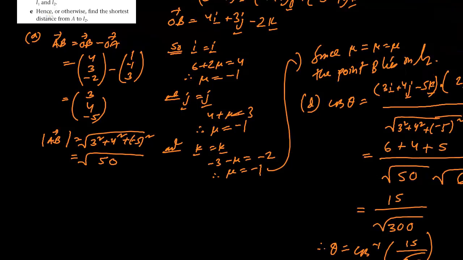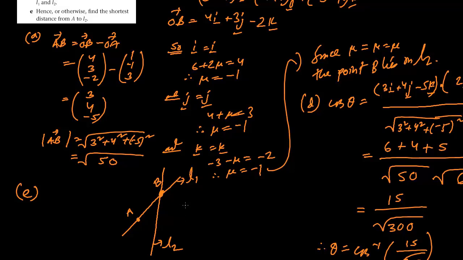In question number E, we have to find the shortest distance from A to L2. They said hence or otherwise. This usually means if you don't do hence, otherwise you're going to be in serious trouble. So let's follow hence. The story so far goes like this. First we found there is a line L1 and it passes through the points A and B. So this is L1. Second, we proved that the point B over here also lies on L2. Then we found the angle between L1 and L2, which is 30 degrees. And finally, we have to find the shortest distance, meaning the perpendicular distance from A to L2.